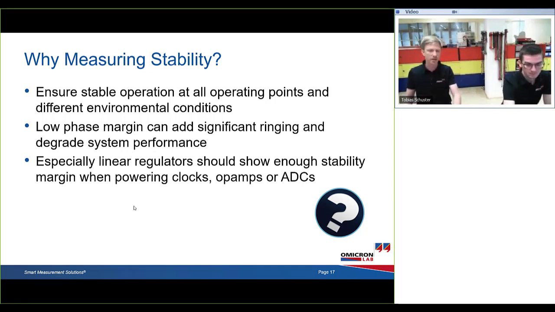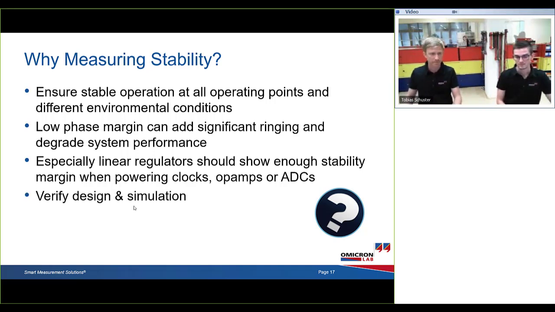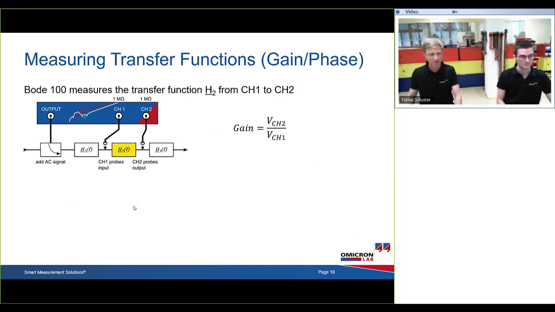Especially when using linear regulators, there should be enough stability margin when powering clocks or op-amps or ADCs, because a badly damped regulator can even show up in an ADC result. And last but not least, to verify the design and simulation, as we said in the beginning, the simulation of small signal dynamics of converters is quite an effort, and to verify that, it makes sense to perform a measurement. How can a transfer function be measured on the frequency response actually?